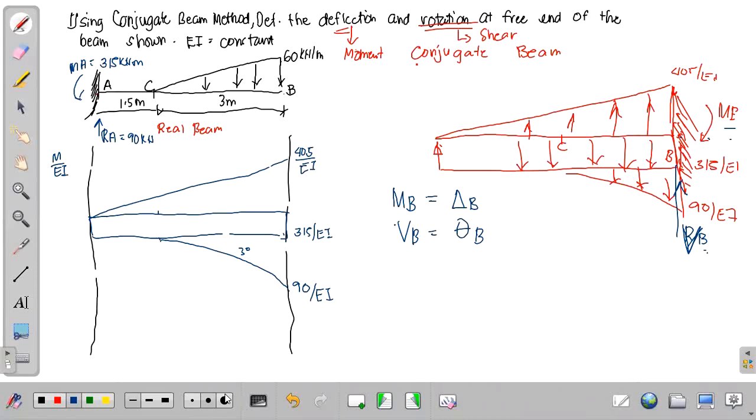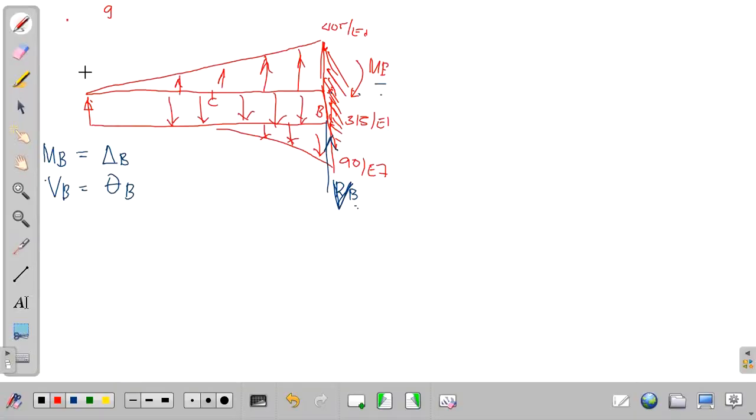So, I will be back. So, kindly solve first the rotation and deflection at B by solving for the shear and moment of B in our conjugate beam. Simplify our answer. Let's take the summation weights of loadings. Okay?